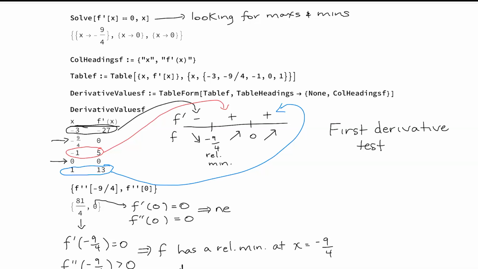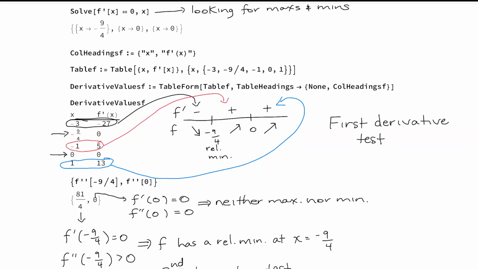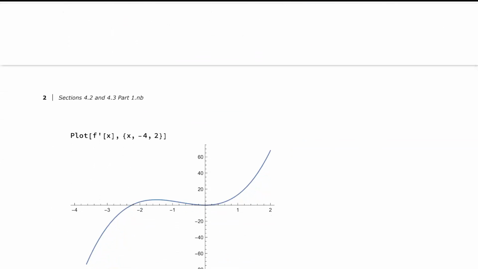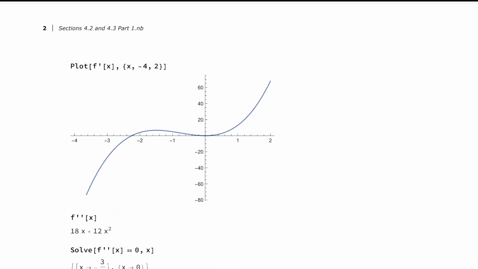And in the second case, I have f prime of 0 equals 0 that I found up above, and now I also found that f double prime of 0 equals 0. That is neither a max nor a min. And so I'm going to want to investigate a little further at x equals 0.